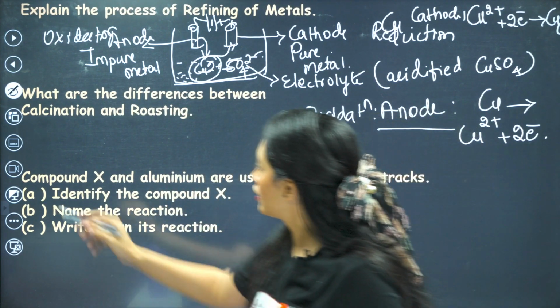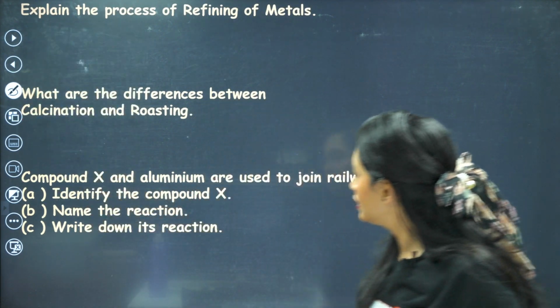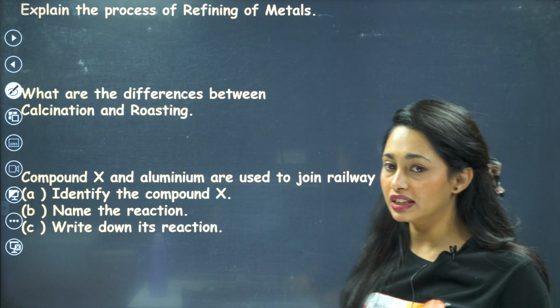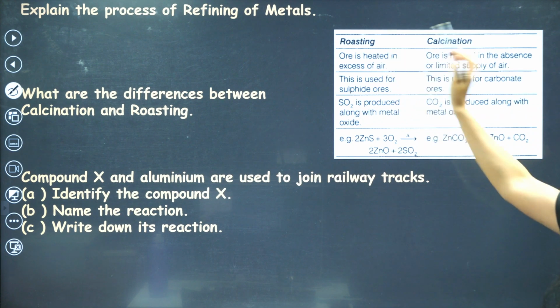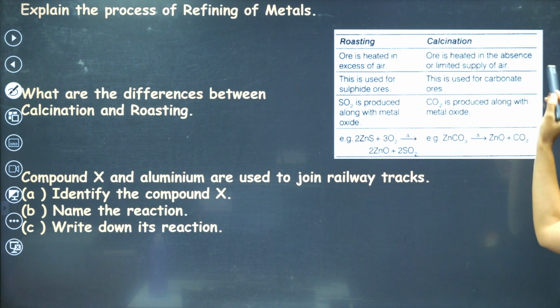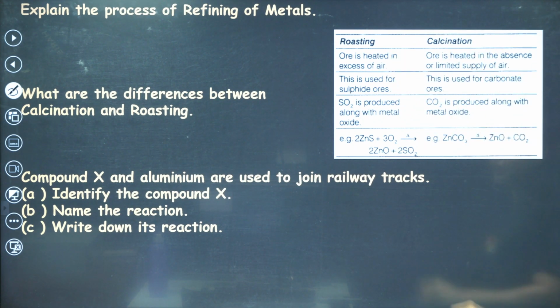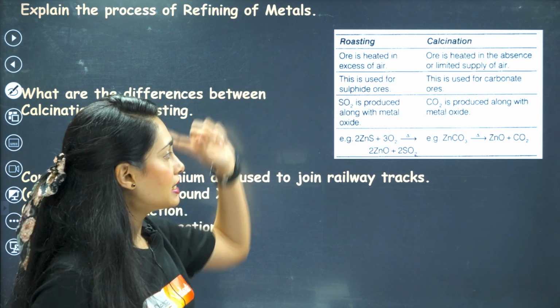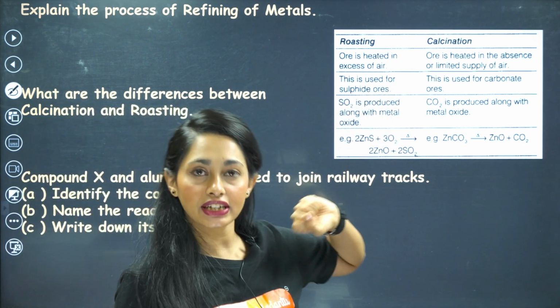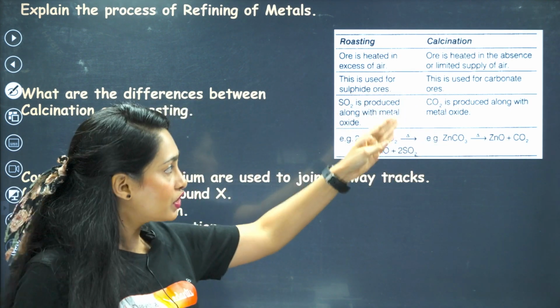Next, moving on, what are the differences between calcination and roasting? This is very, very important, guys. In roasting, the ore is heated in excess of air. In calcination, the ore is heated in absence or limited supply of air. Roasting is conducted for sulfide ores, while calcination is conducted for carbonated ores or hydrated ores, which already have oxygen.